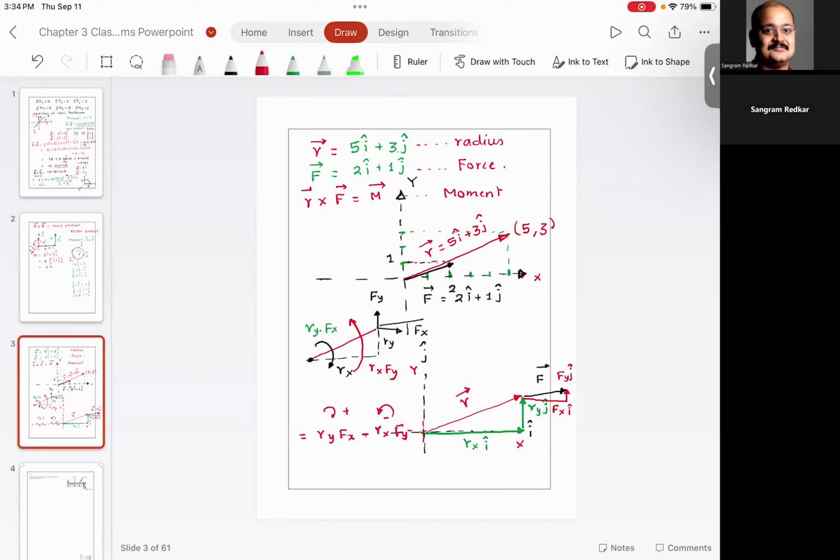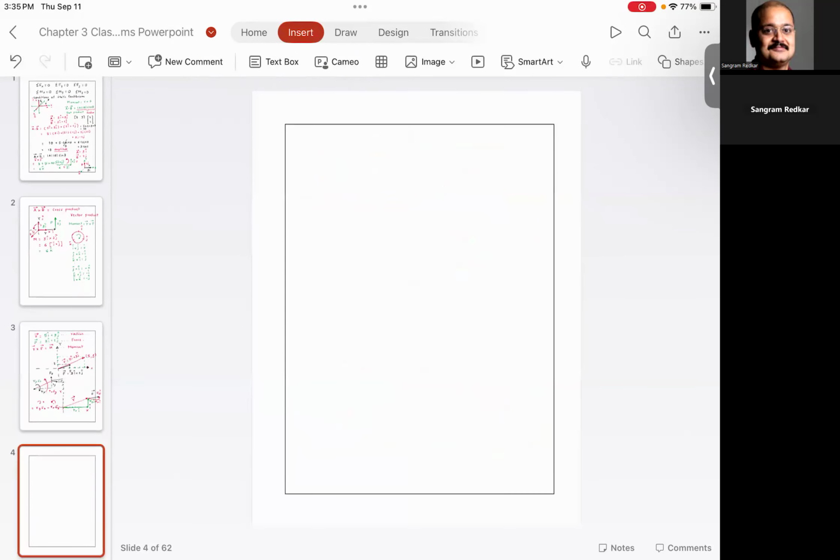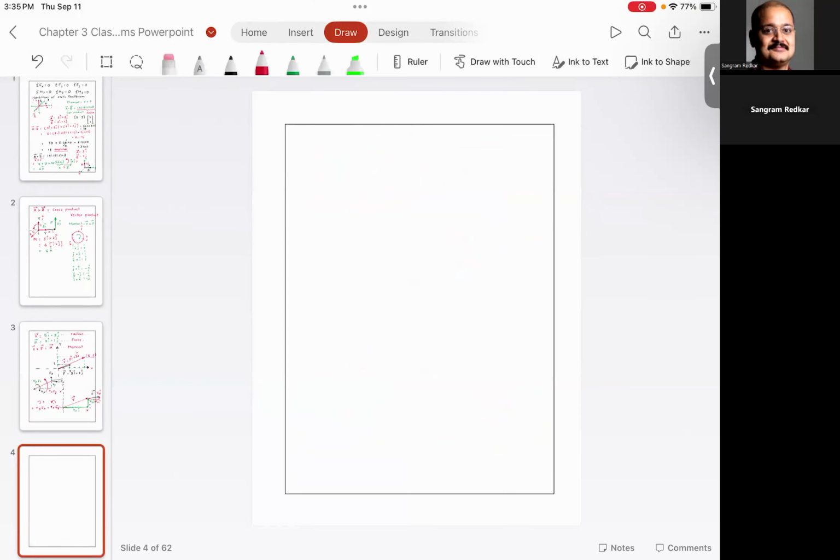Let's talk about this problem again in different ways. If I give you two vectors and I want you to find the moment, you can find it by resolving the vectors into their subcomponents, finding the product, and assigning the sign. The other way to solve this problem, I'll show you, is this.